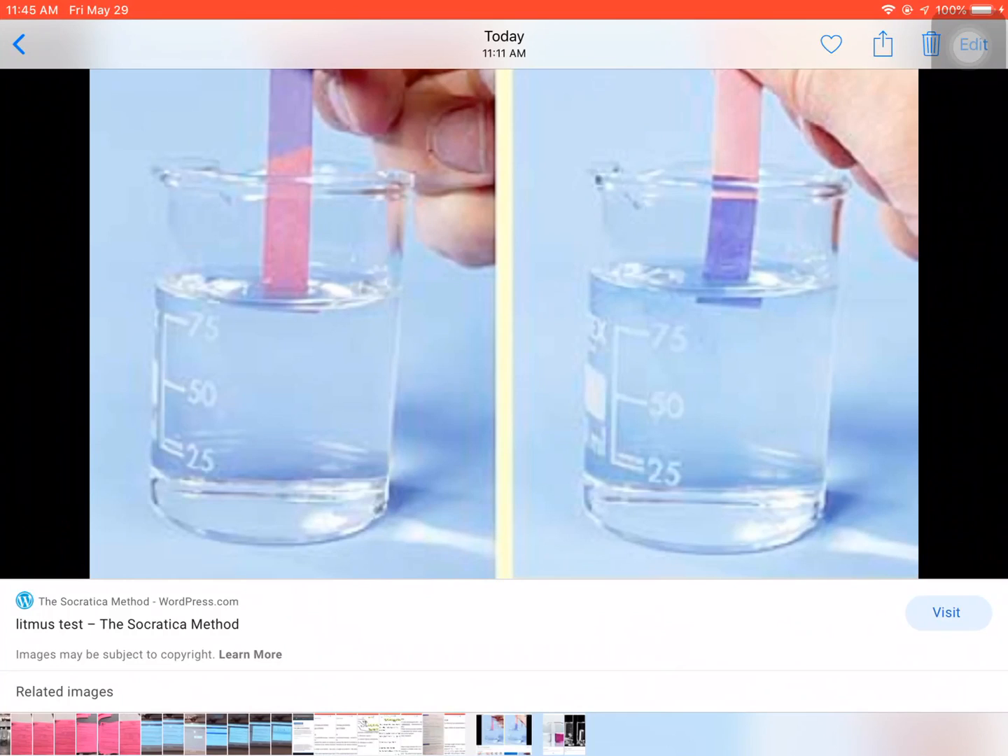And the nice thing about litmus is once I put it in and pull it out, I haven't contaminated. I haven't changed what's in the beaker. All I've done is kind of stolen a little bit of the liquid to use as my indicator whether it's an acid or a base. So that's kind of the nice thing about using litmus to test. Acid is pink or red, bases are blue. B for B, bases are blue.